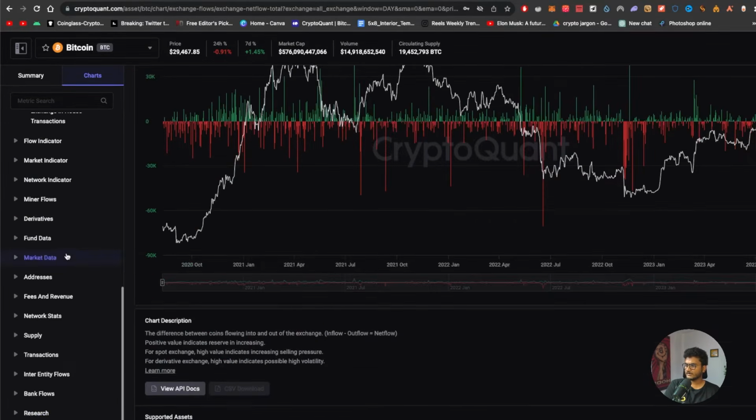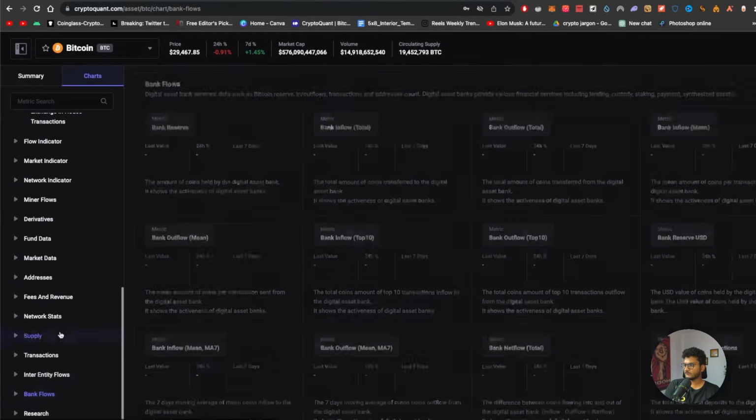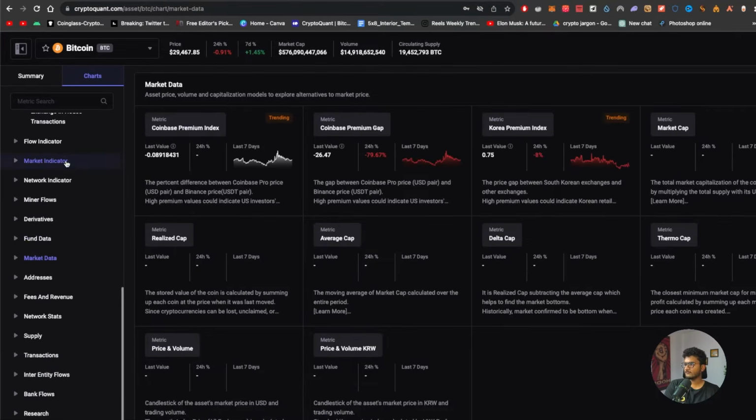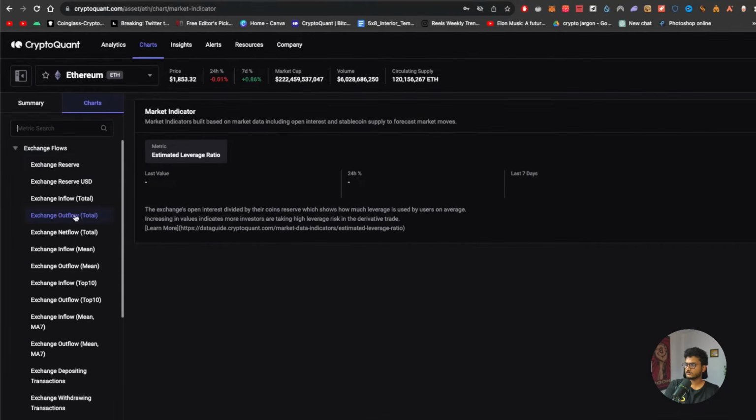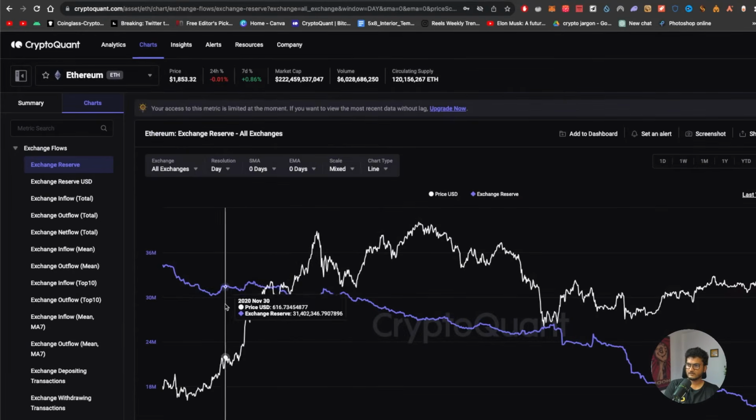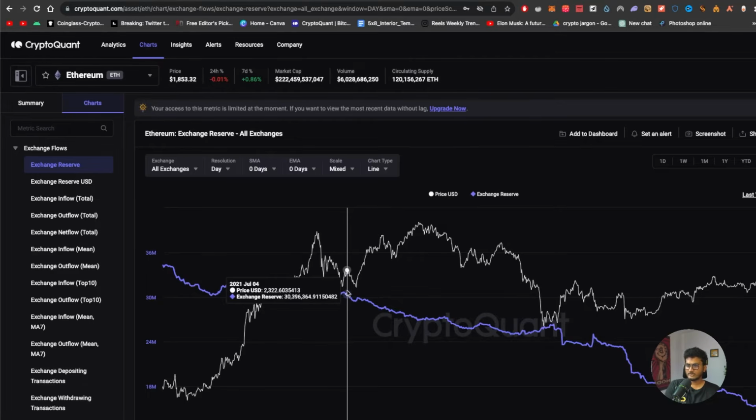Similarly, we have other indicators also. We can see the bank flows, fund data, market indicators, etc. Similarly, you can do it for Ethereum also. So for example, for Ethereum, we can see exchange reserves here. Here you can see Ethereum and exchange reserve don't have that much of a correlation because a lot of Ethereum was staked before the Ethereum merge.